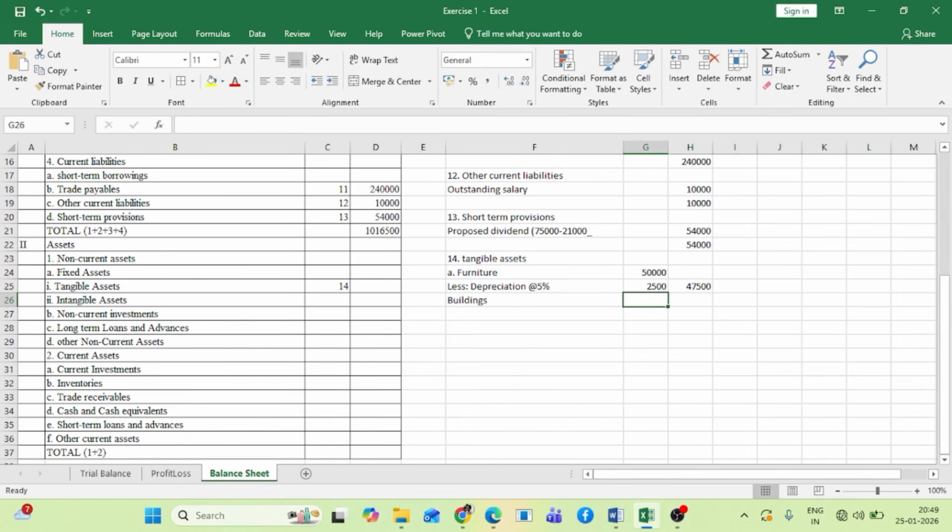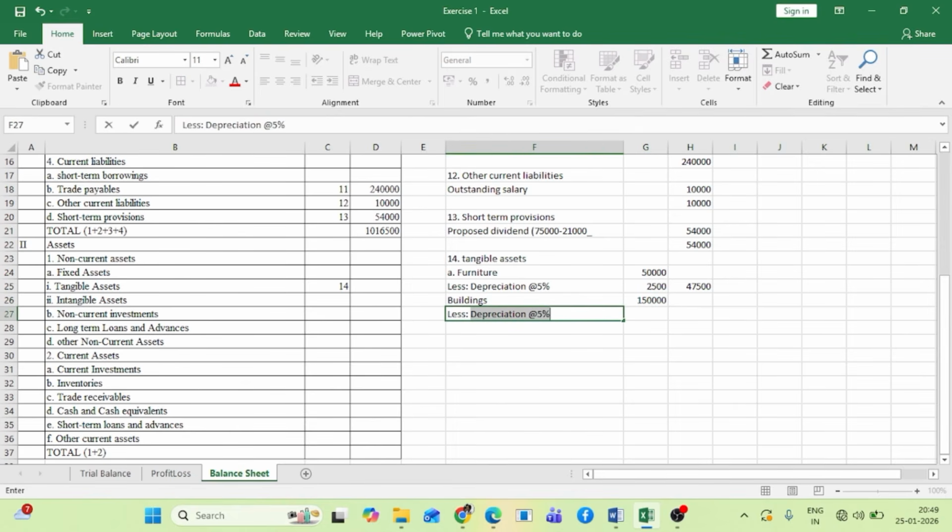Amount of buildings was 1,50,000 less depreciation at the rate of 10%. Okay, so it is coming 15,000. So it is coming 1,35,000. While showing the amounts like this, when you need to add or subtract, always show it in the inner column, and the ultimate balance you show in the outer column. Okay, so one is your furniture, another one is your building, and the last one is your machinery.